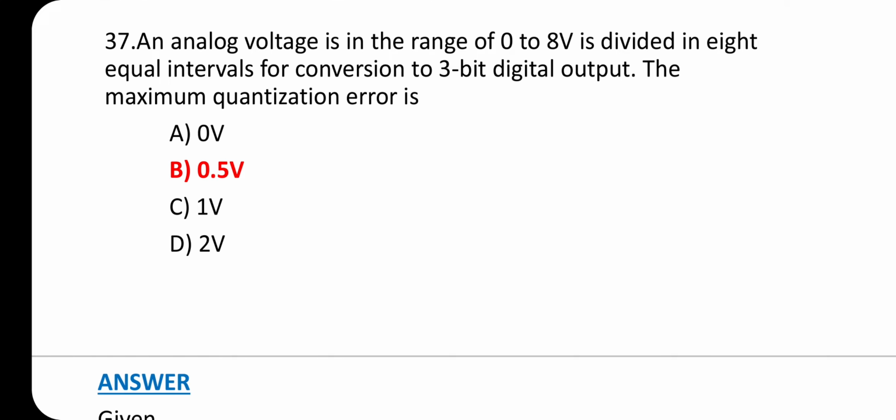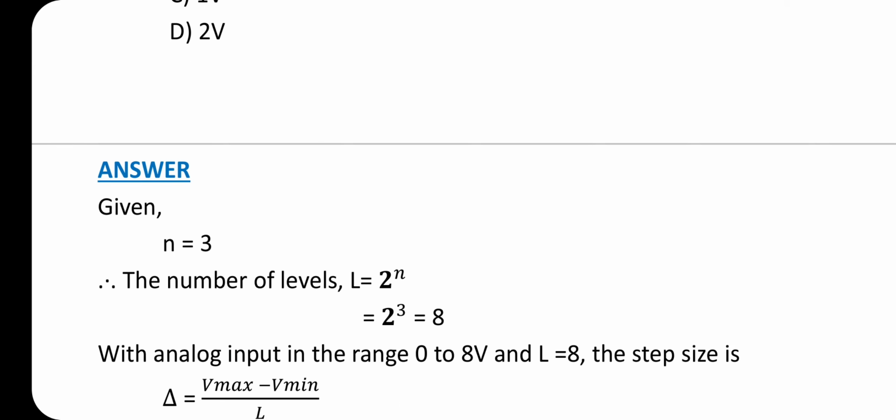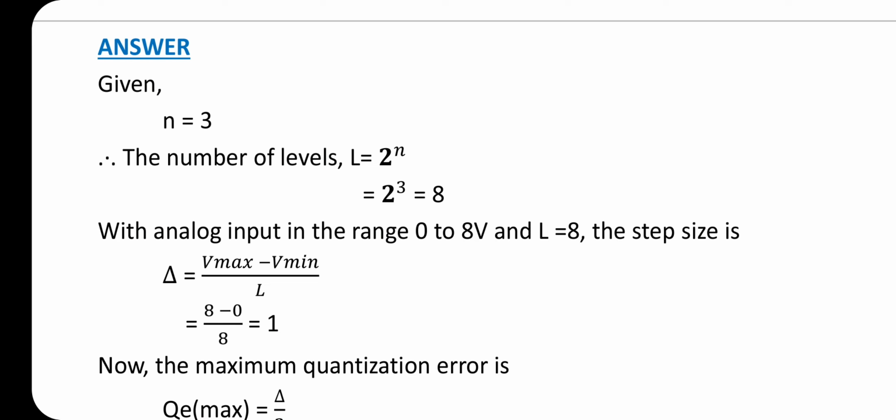Question number 37. An analog voltage in the range of 0 to 8 volt is divided in 8 equal intervals for conversion to 3-bit digital output. The maximum quantization error is, answer is option B, 0.5 volt. We know the maximum quantization error is QE max equal to delta divided by 2, where delta is the step size, which is equal to V max minus V minimum divided by L, where capital L is the number of levels.